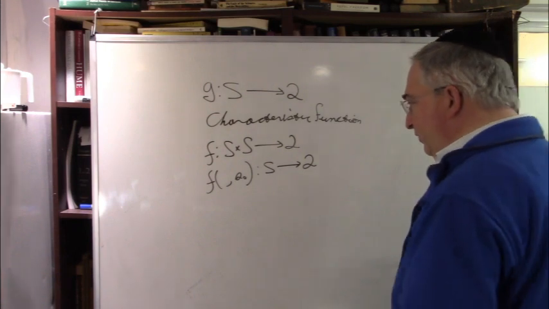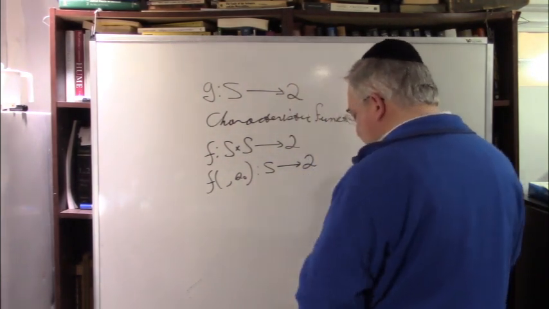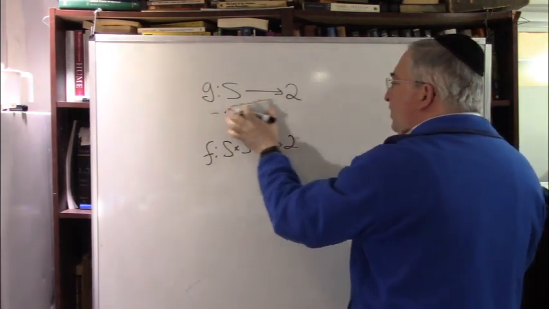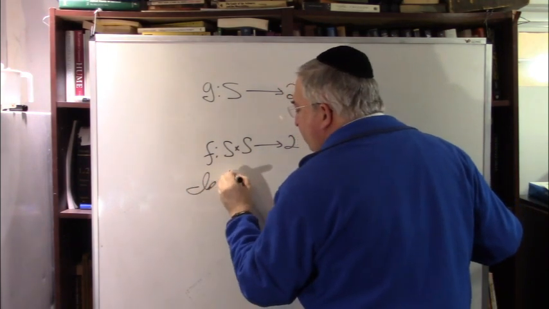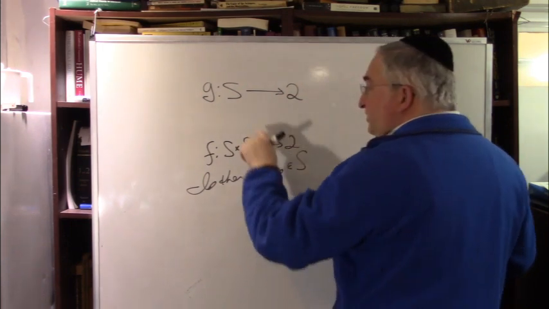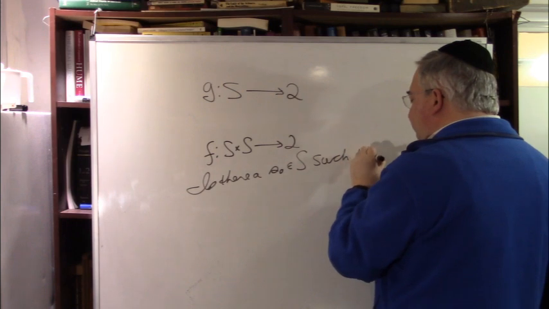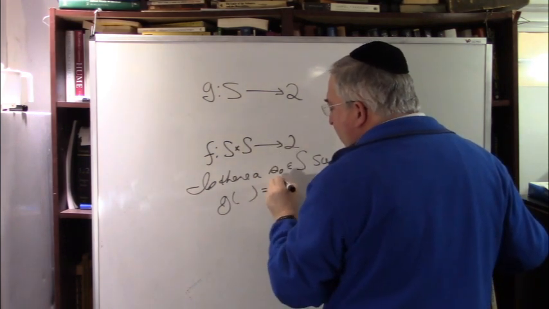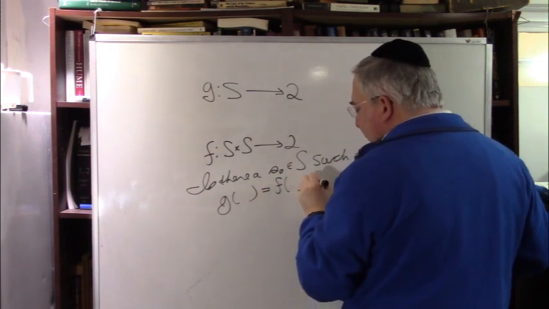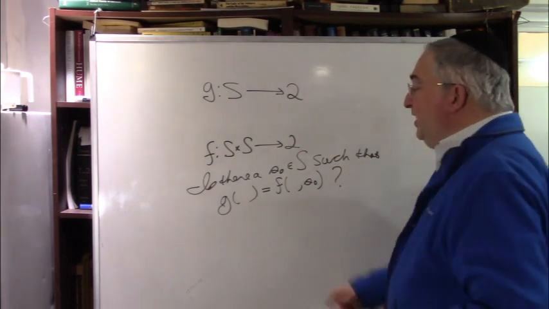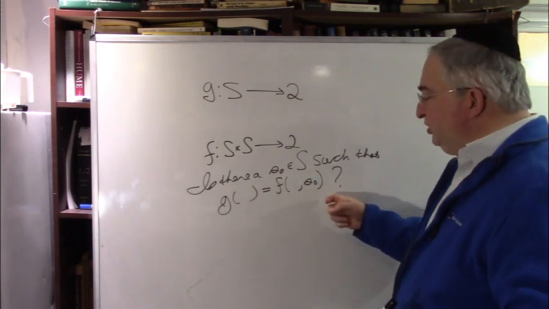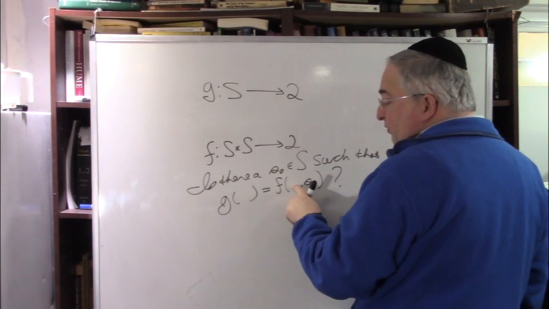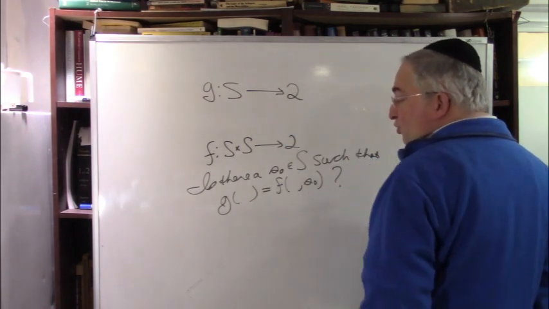Now we're going to ask the following question. Let's start over from here. You're given a function g and a function f, and you ask: is there an S0, a member of S, such that g, a function from S to 2, is equal to f of (blank, S0)? In other words, whatever input goes in here outputs a 0 or 1, and the same for the other. Basically, these two functions from S to 2 are the same function.